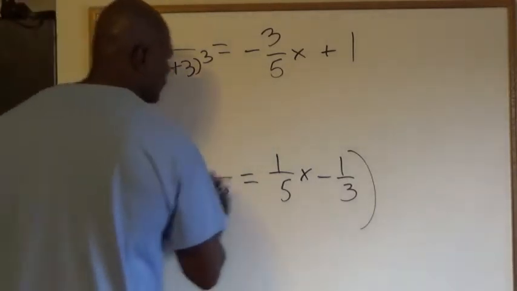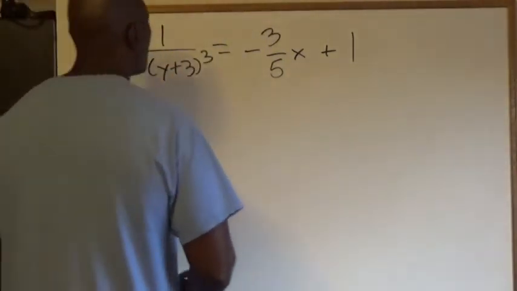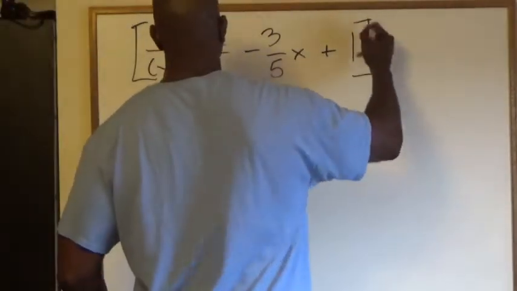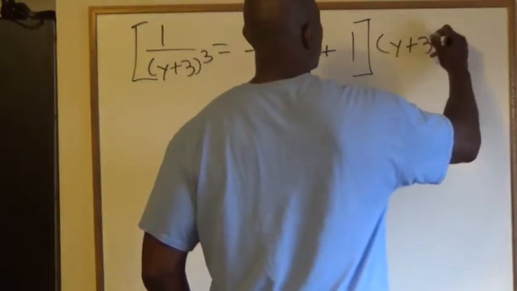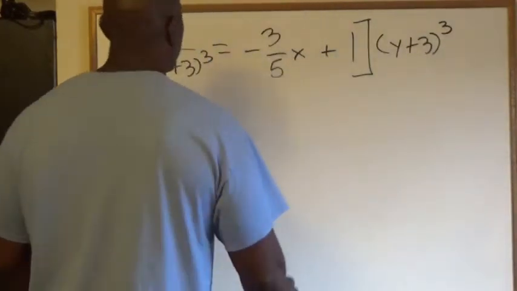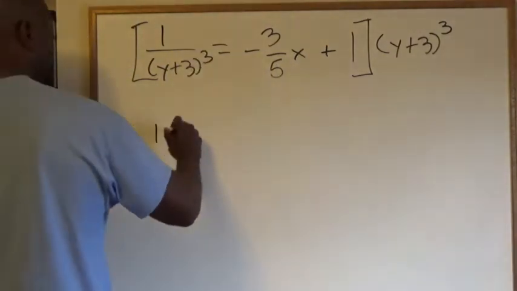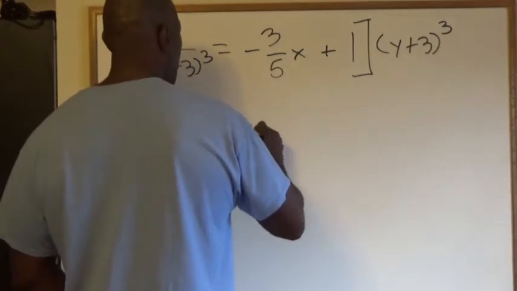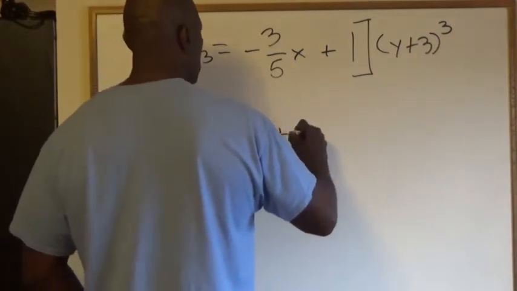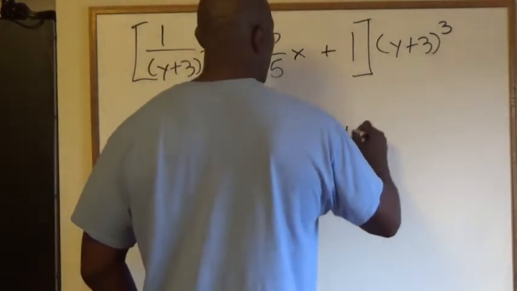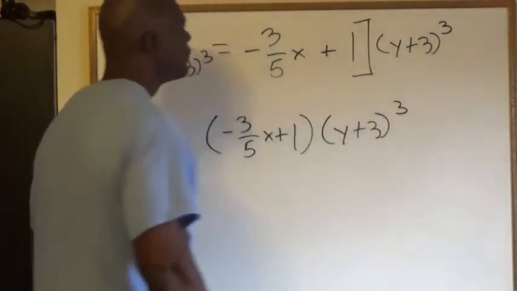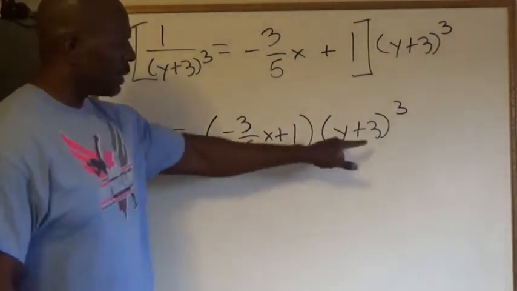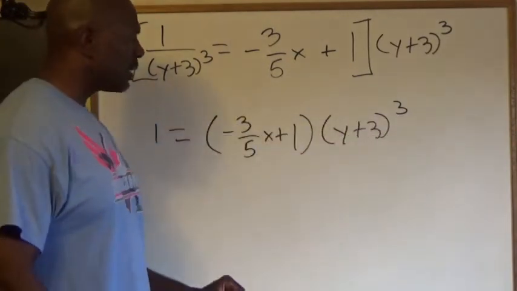So I'm multiplying everything. All terms are being multiplied by y plus 3 cubed. So when I multiply this guy, it just cancels and I get 1. And on the right side, I have negative 3 over 5x plus 1 times y plus 3 cubed. Of course I couldn't distribute this to this guy because this guy is being raised to a power. That's why you just see it like this.